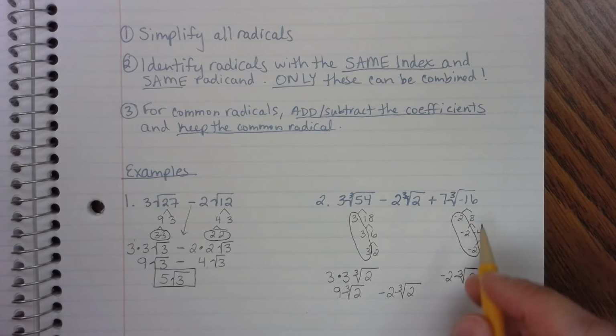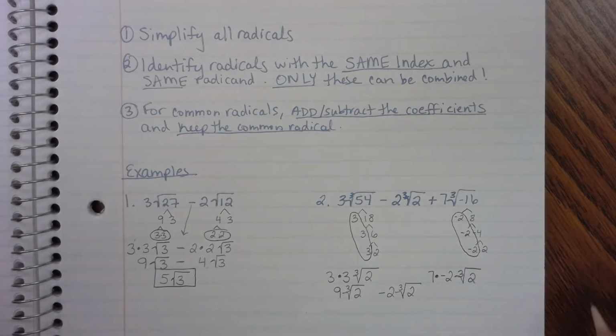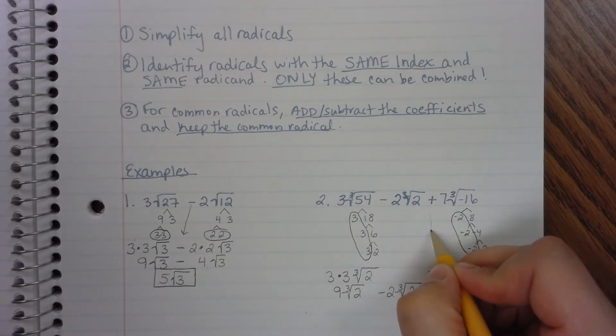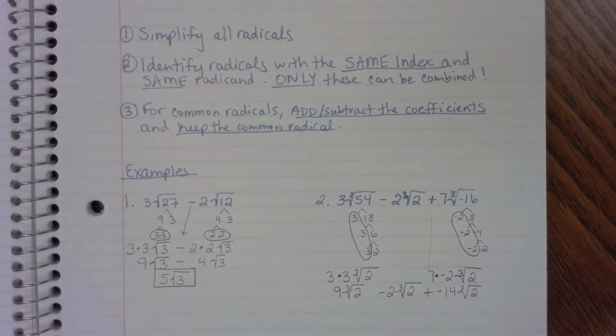But remember that I had a 7 out there, and it's not 7 minus 2, it's 7 times negative 2. And so that gave me a negative 14 times the cube root of 2, and I had a plus sign, so that plus sign needs to come down in front of here. If I want to change it so that it's minus, I can.